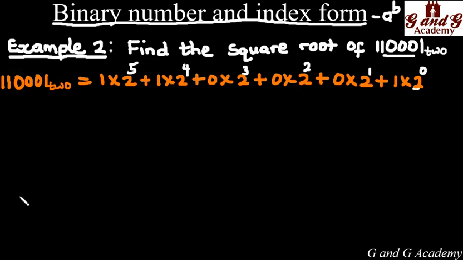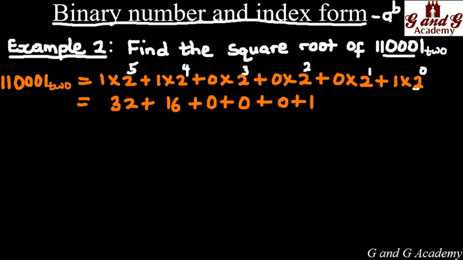So when you solve this out, what are you going to have? This is 32, this is 16. All these will be 0, because 0 multiplied by anything will be 0. That's where you have these 3 zeros here. And 1 times 1 will give you 1. When you add everything together, you are going to get 49 base 10. So it's now easy for you to find the square root of this 49.